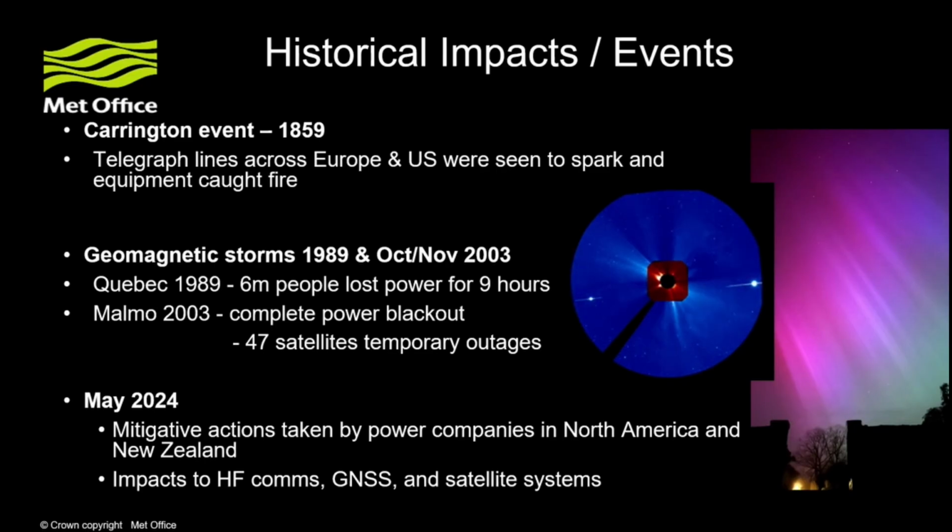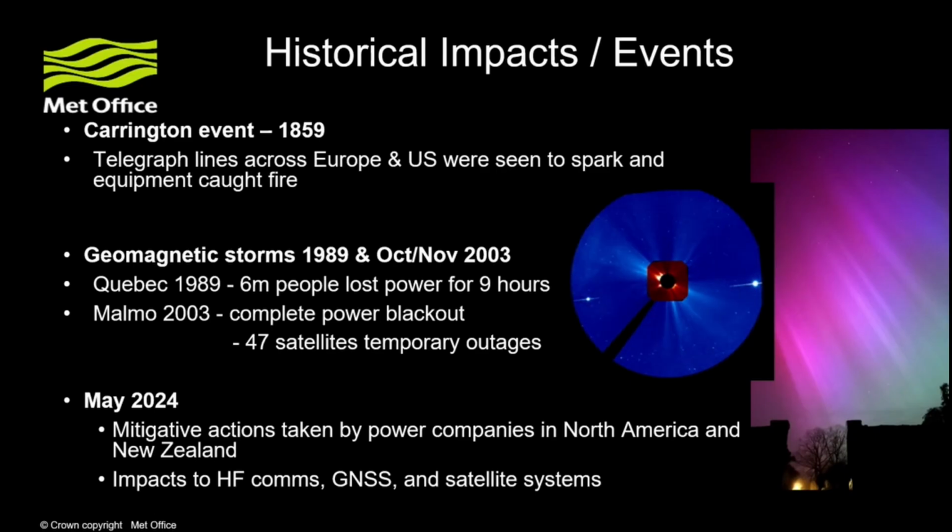Telegraph lines across Europe and the US were seen to spark and equipment was catching fire. The lines were continuing to transmit information even though no energy was being applied to them. And there are reports that the aurora was being seen as far south as the south of Europe and the Caribbean. So that is what we use as a reasonable worst case scenario, a return event of 1 in every 100 to 150 years. We're looking at an event on the scale of a Carrington type event.